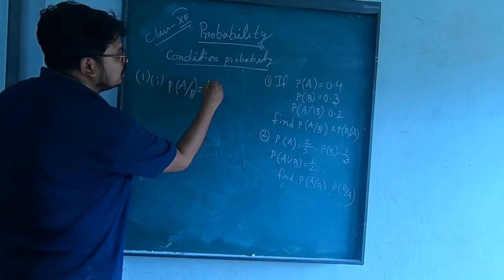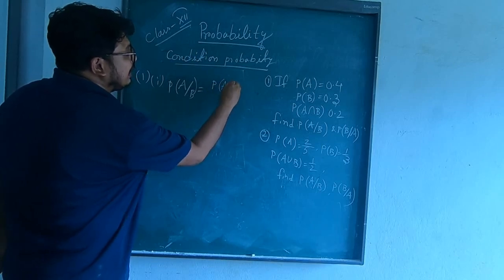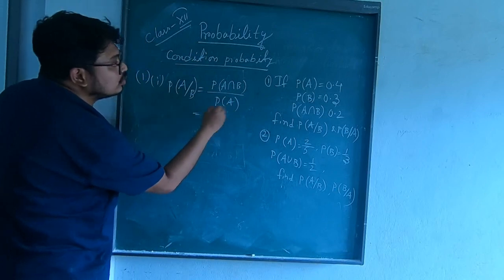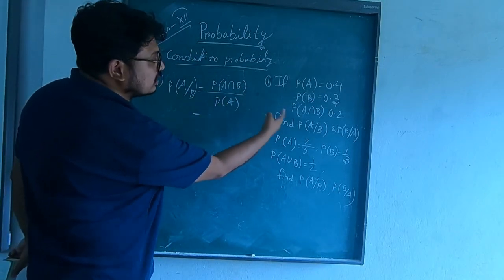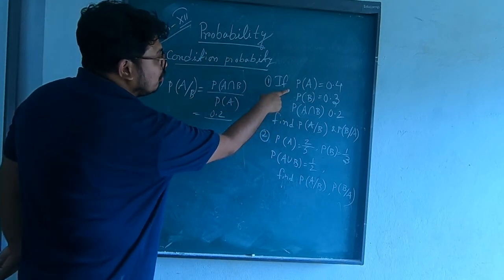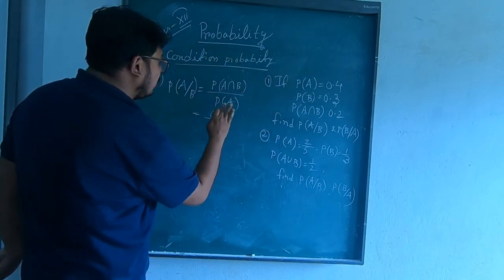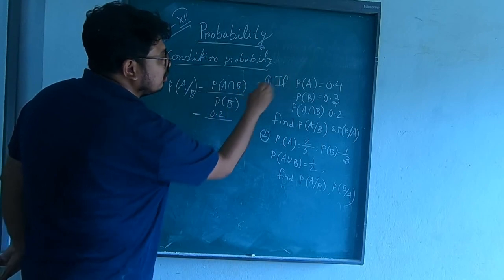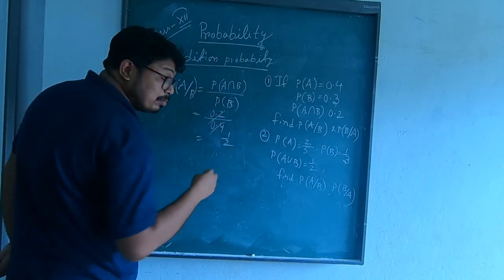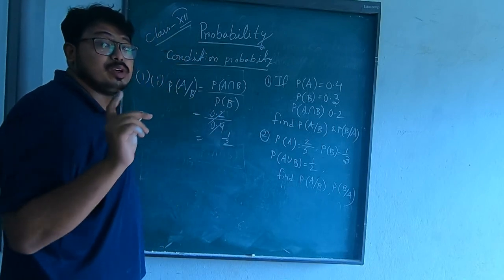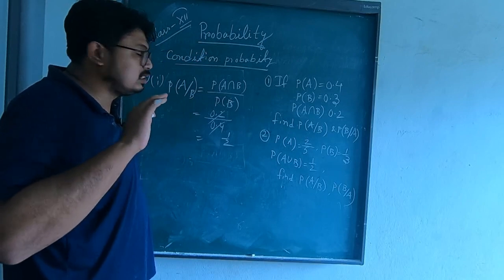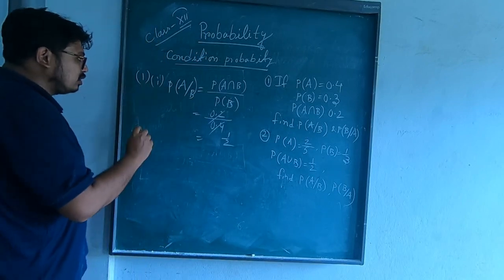How will you find it? The formula is probability of A intersect B divided by probability of B. That is very simple. We use the value of probability of A intersect B, already given as 0.2, and probability of B, also given as 0.4. We cut and get 1 by 2. Remember, as I told before, the value will always be between 0 and 1. 0 is possible, 1 is possible, but more than 1 is not possible, and less than 0 is also not possible.